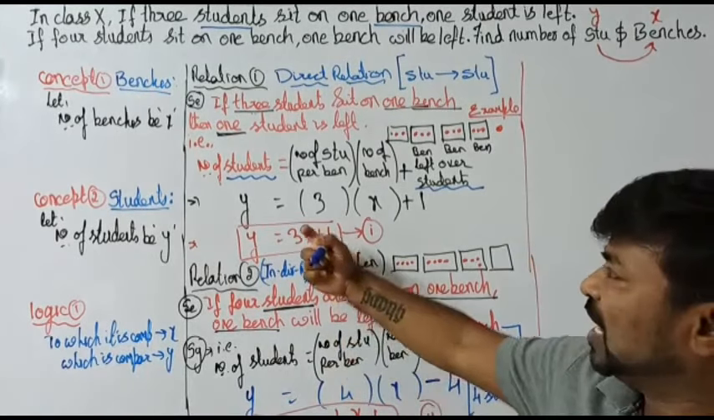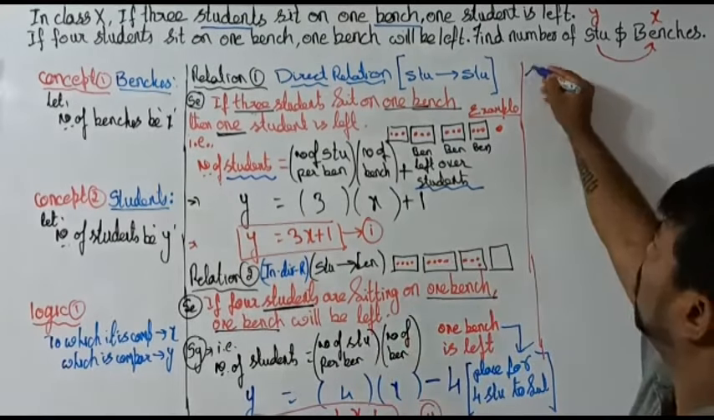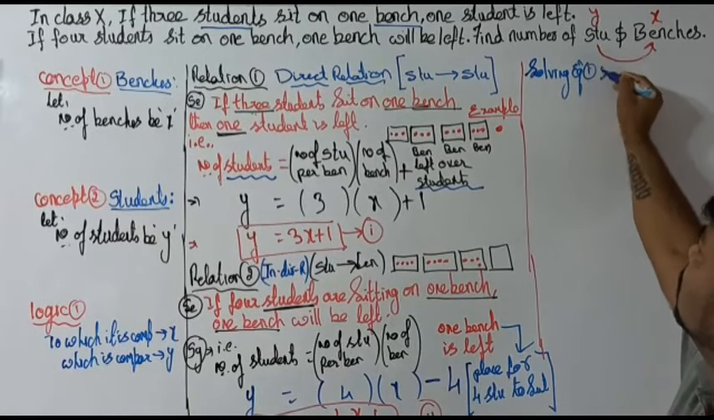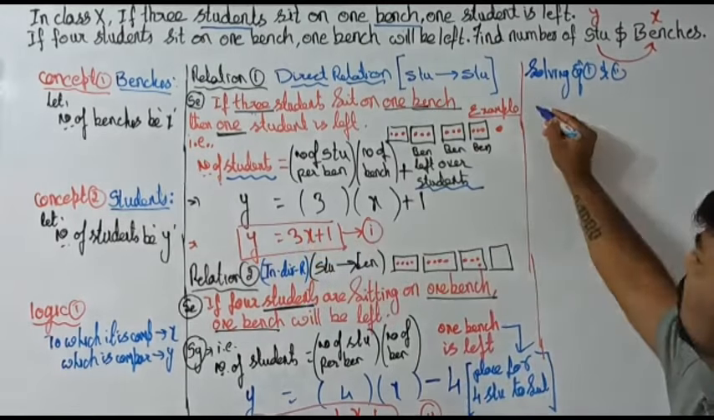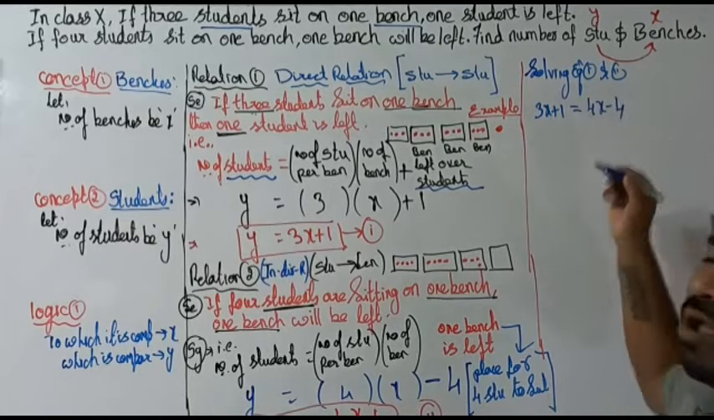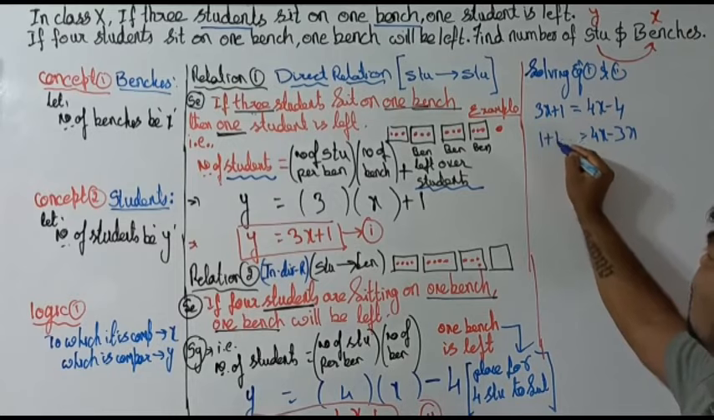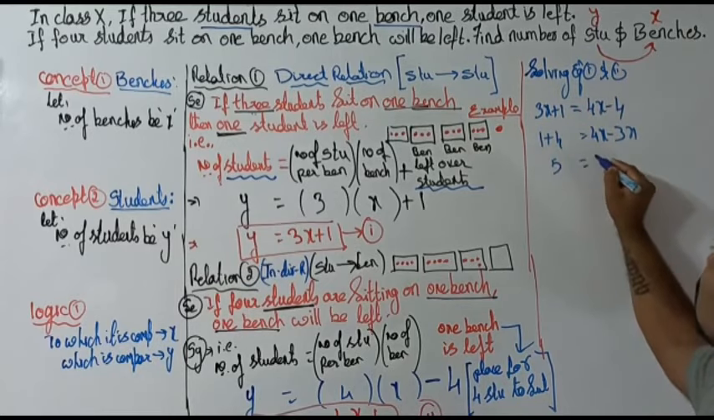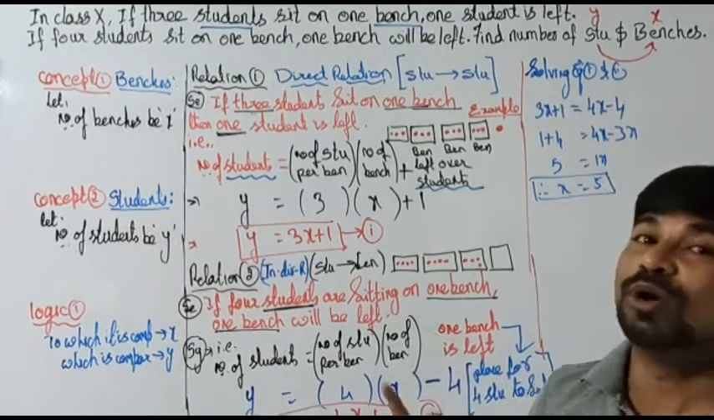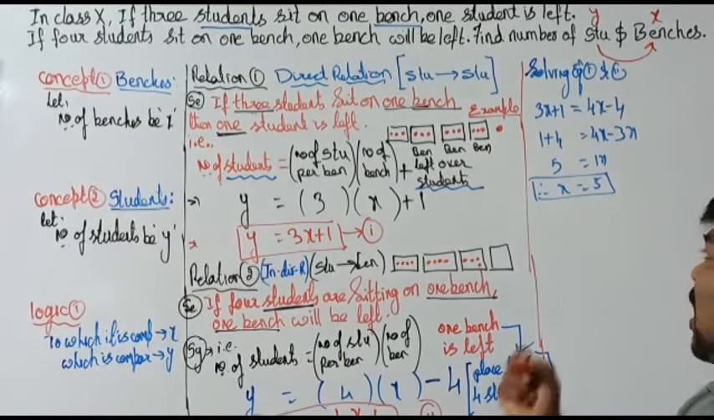Now as usual, we have equation 1 and equation 2. Solving the two equations: here y is equal to 3x plus 1 and here I got y is equal to 4x minus 4. I'm equating. So 4x minus 3x is equal to 1 plus 4. Transposing, 5 is equal to 1x. Therefore x is equal to 5. Straight away we got it. x is nothing but the number of benches.